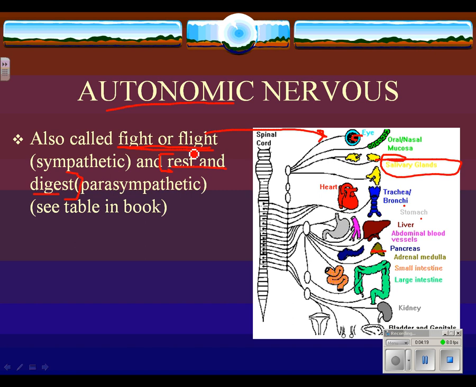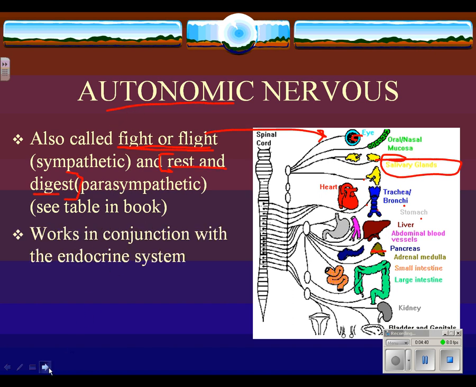The opposite is when you're coming down, or maybe you've just eaten a big meal. We call it the rest and digest. Your digestive system starts to work and move and do peristalsis. Your heart rate slows a bit. Your trachea and bronchi constrict back. Your salivary glands increase and produce saliva. All those are the autonomic nervous system.